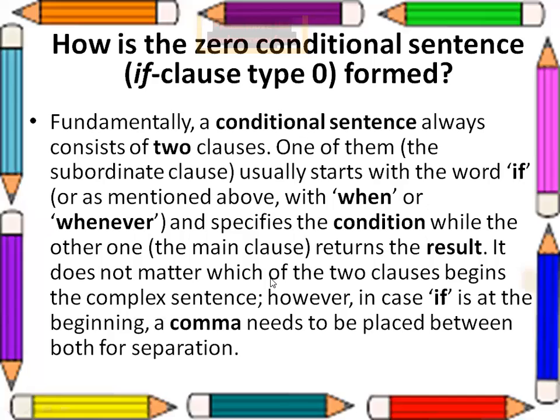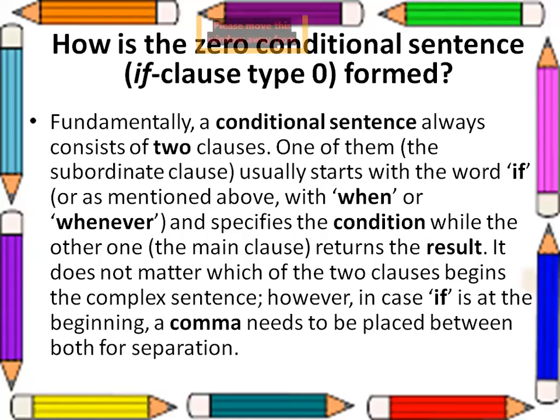ठीक है? Now, how is the zero conditional sentence, if clause type 0, formed? We can form it how? Fundamentally, a conditional sentence always consists of two clauses. We know कि एक sentence which is conditional sentence, it is broken into two parts और वो two parts individually clauses कहलाते हैं. Means a conditional sentence always consists of two clauses. One of them, the subordinate clause, okay, usually starts with the word if. जो subordinate clause है, जो first one है हमारा, जो if के साथ start होता है, it is called subordinate clause.